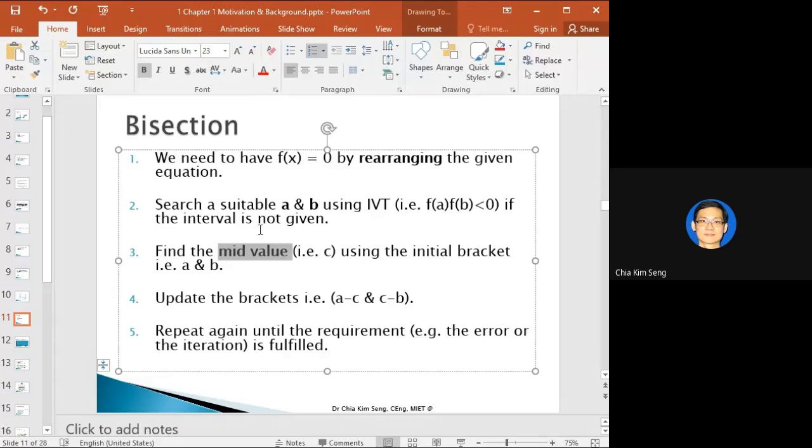I think in this slide I formulated the process that I explained to you, so later on you can just follow this to solve your tutorial questions. You find the midpoint. After the midpoint, you have two brackets, or we can say the scope: A to C and C to B. But where is the root? At the left or at the right? A to C or C to B?